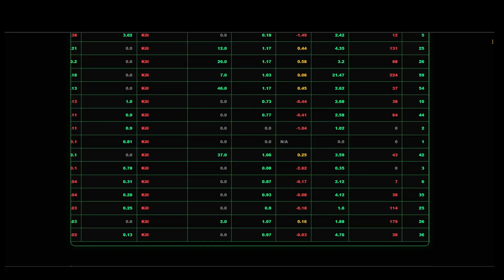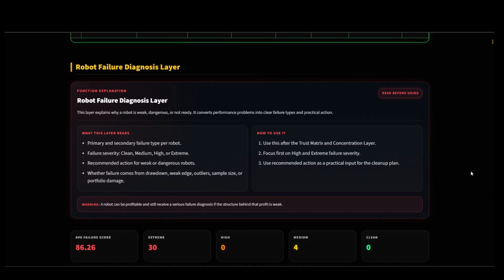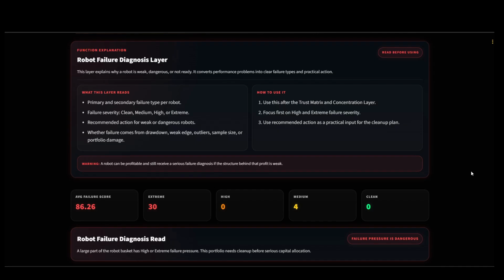Now we move into the robot failure diagnosis layer. And this is where the workflow becomes much more aggressive from a structural risk perspective, because this layer is no longer trying to identify the strongest robots. Now the framework is specifically trying to diagnose why certain robots are weak, dangerous, fragile, or structurally unfit for capital deployment.